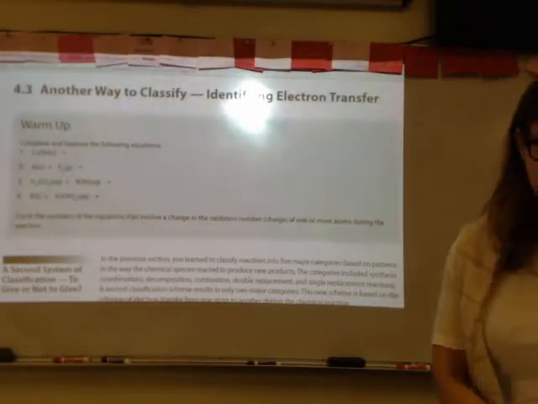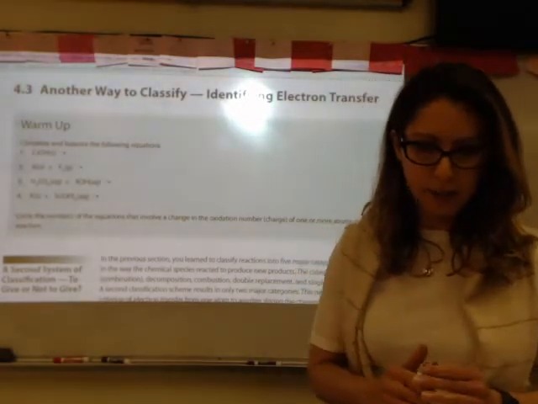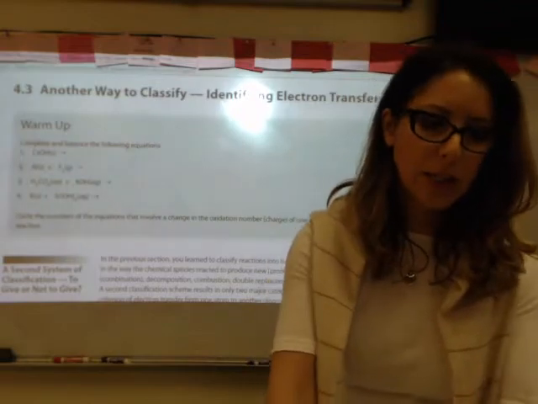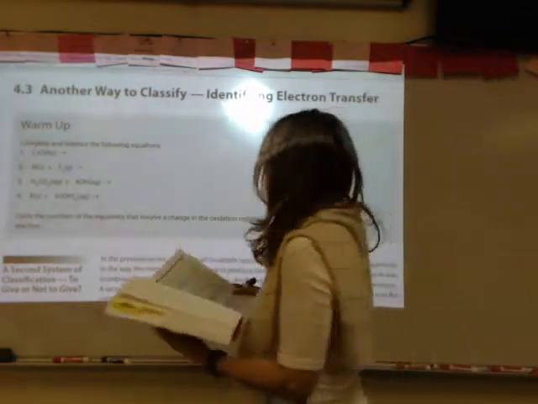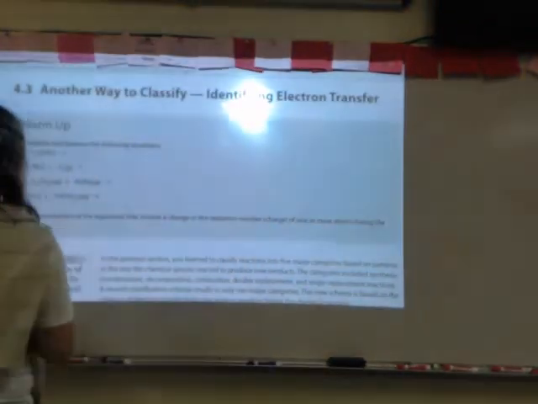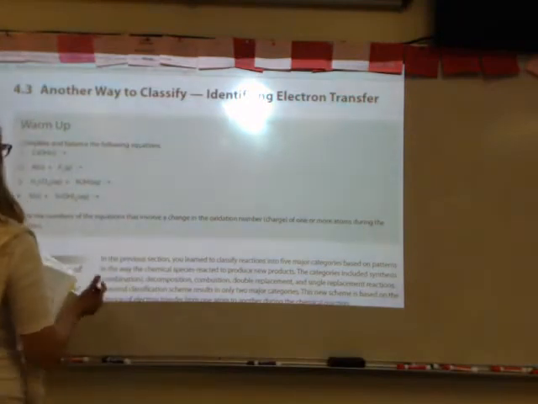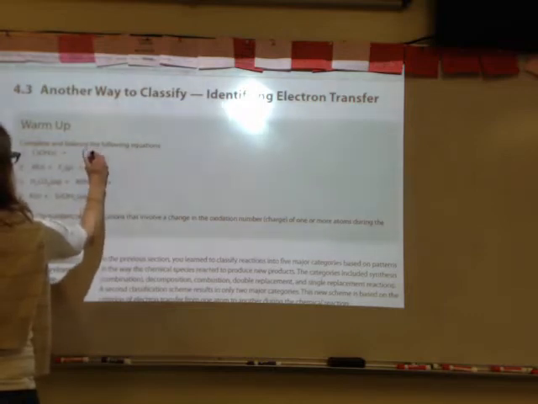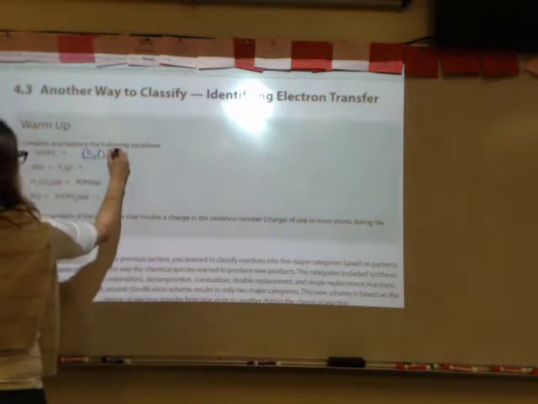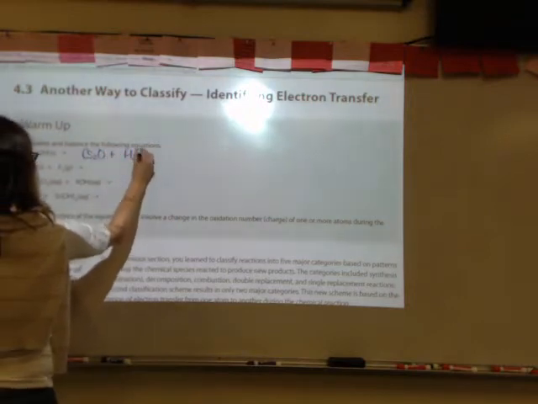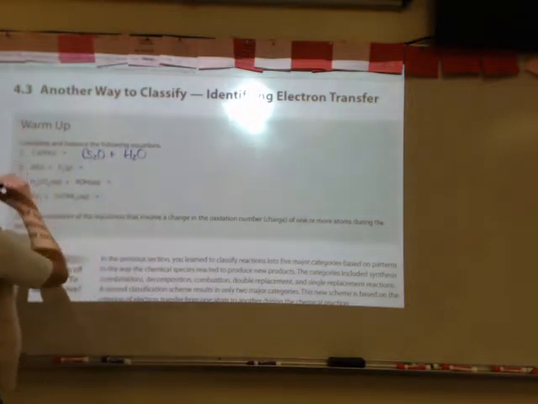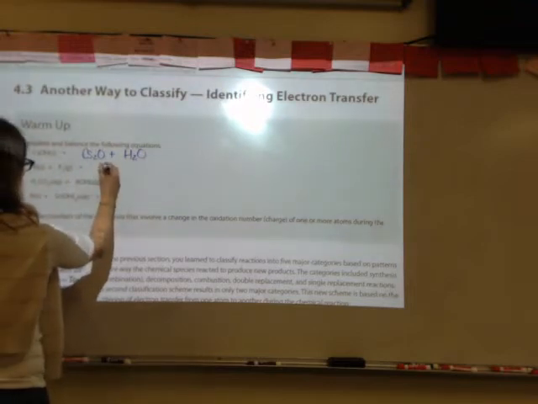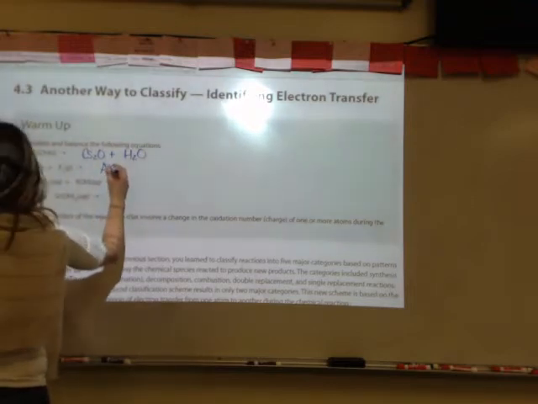All right, we are on another way to classify, identifying electron transfer. Let's take a look at the warm-up. It says complete and balance the following equations. So this is cesium hydroxide, which is a base. That's going to decompose into cesium oxide and water. And then number 2, aluminum's combining with fluorine. You're going to form aluminum fluoride.